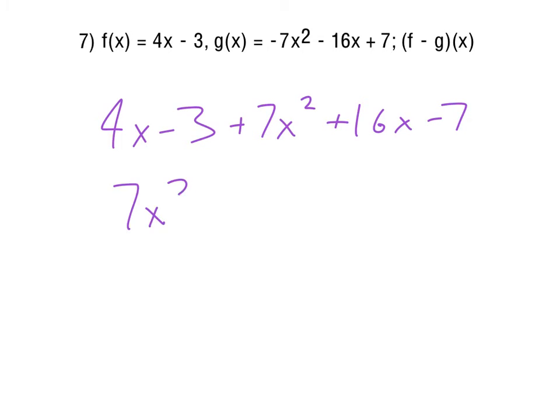Highest degree term is the 7x squared plus the 20x, and then the minus 3 minus 7 gives us minus 10.